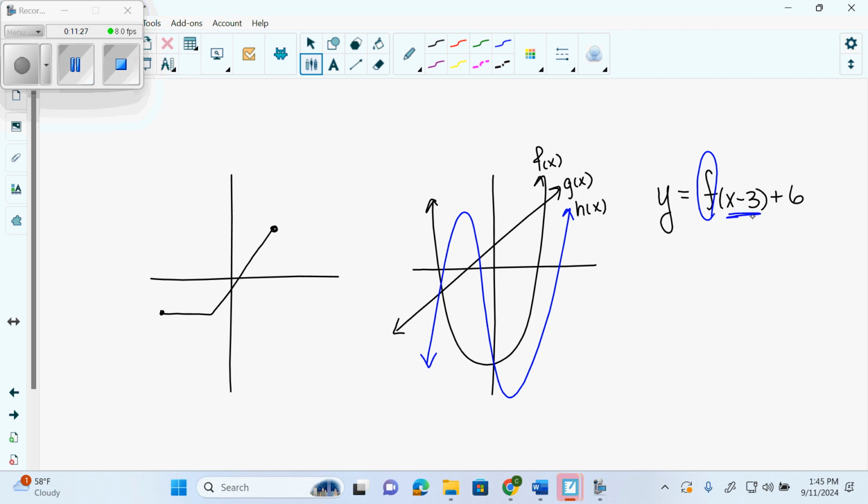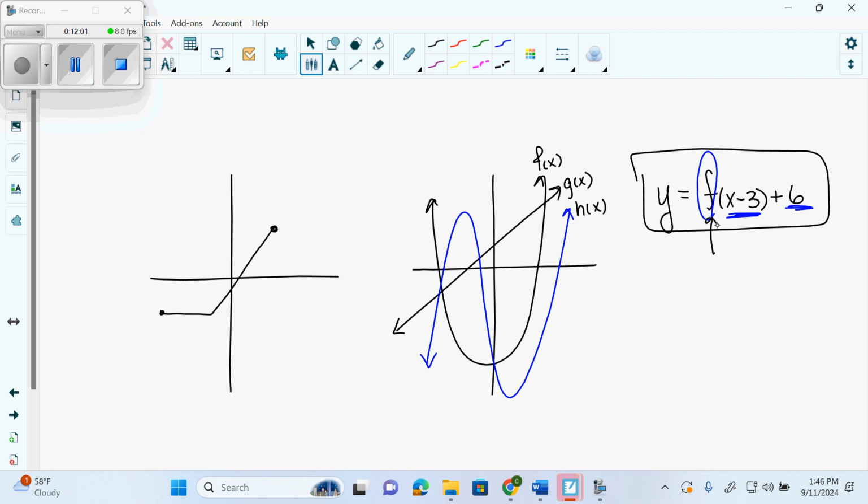What is this? A horizontal translation what? 3 units to the right. And this is a vertical translation what? 6 units up. So instead of them giving words, instead of them saying, okay guys, I'm moving the f of x graph 3 units to the right, 6 up, they'll say, okay guys, these are the transformations happening. Move the graph. They're just not giving you the words. And how do we know it's affecting the f graph? Because there's an f there.